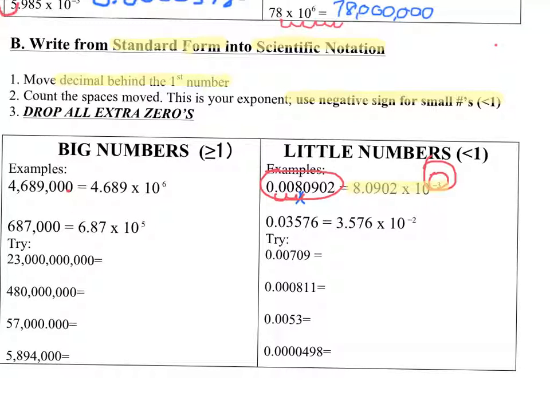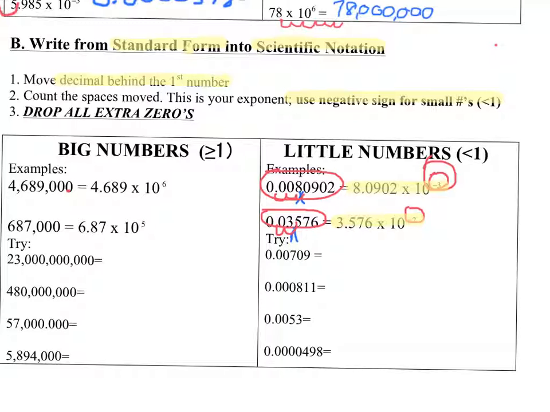Looking at this example, we see that this is a number less than 1, so it's going to have a negative exponent when we finish. We're going to move the decimal right behind the first number, which is behind the 3. It has to move 2 spots. So the answer will have to be 3.56 times 10 to the negative 2.